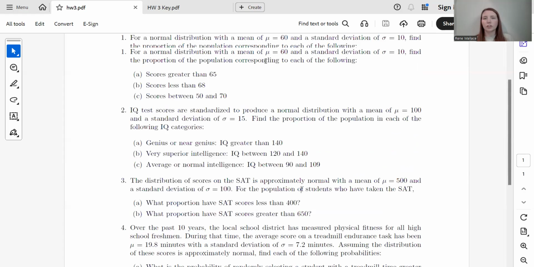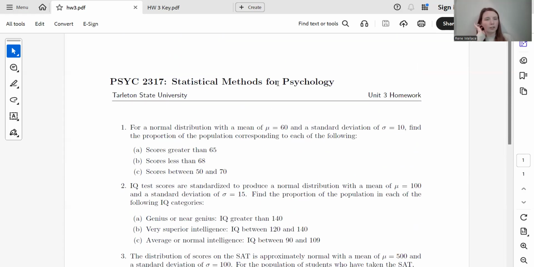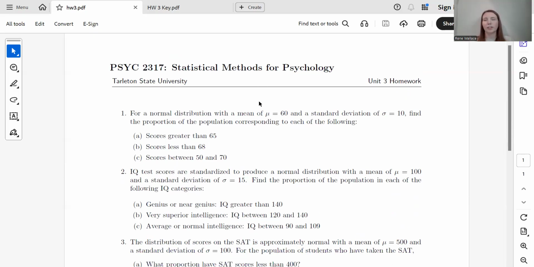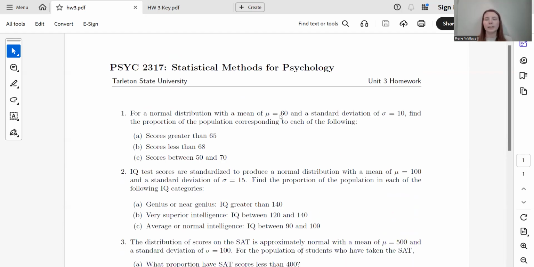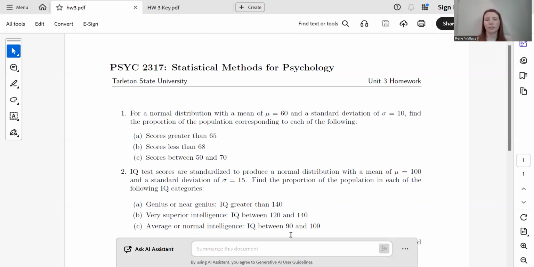So all these questions are very wordy and they're asking you to do the same thing with different words. It just helps you get really familiar with normal distributions and standardized scores. So for this first one, the mean is 60, standard deviation of 10, and we're going to find the proportion of the population that is greater than 65, less than 68, and then between two scores. Let's start with the first one: scores greater than 65.